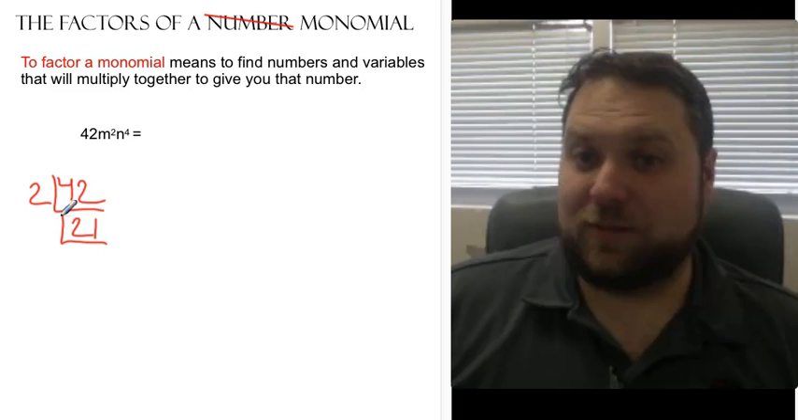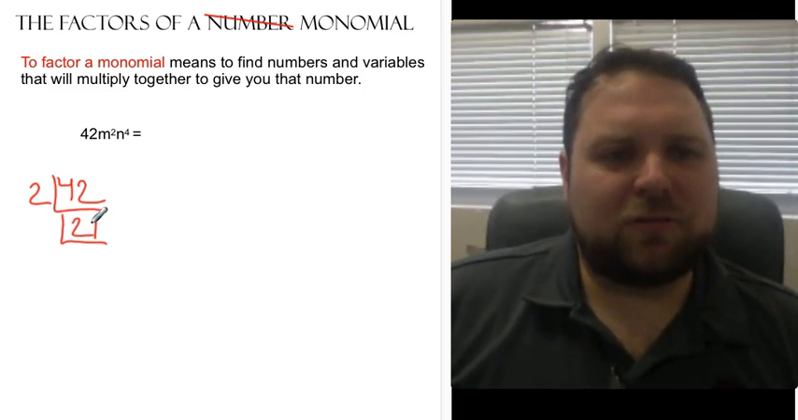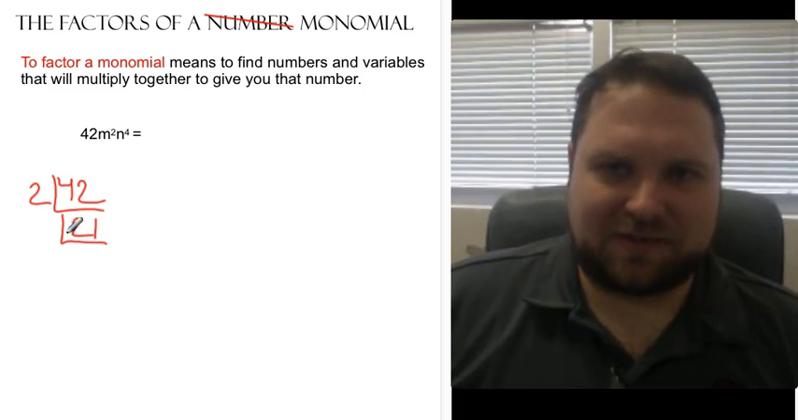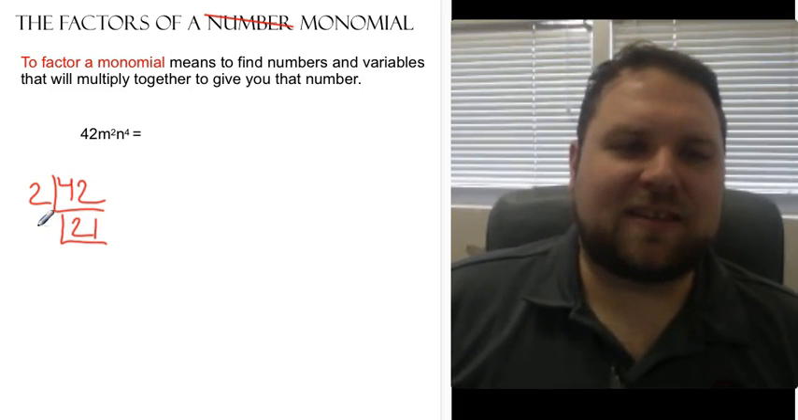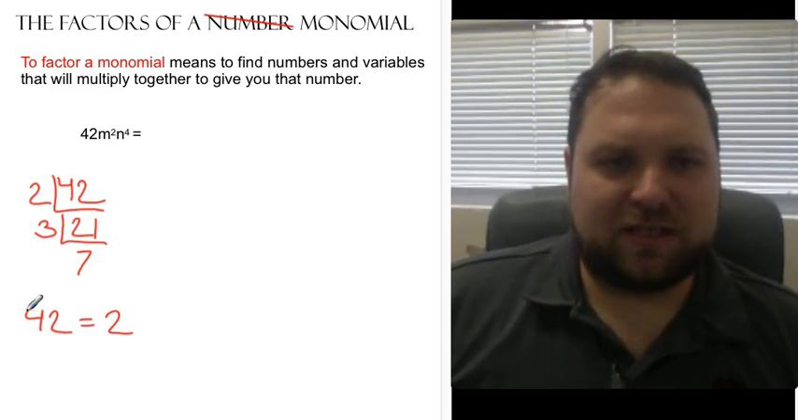This should look very familiar from the prime factorization video, by the way. And now we're at 21. We try 2, but that doesn't work. That gives us 10.5. So we try the next prime number, which is 3. 21 divided by 3 is 7. So there we go. We got that part. 42 is 2 times 3 times 7.